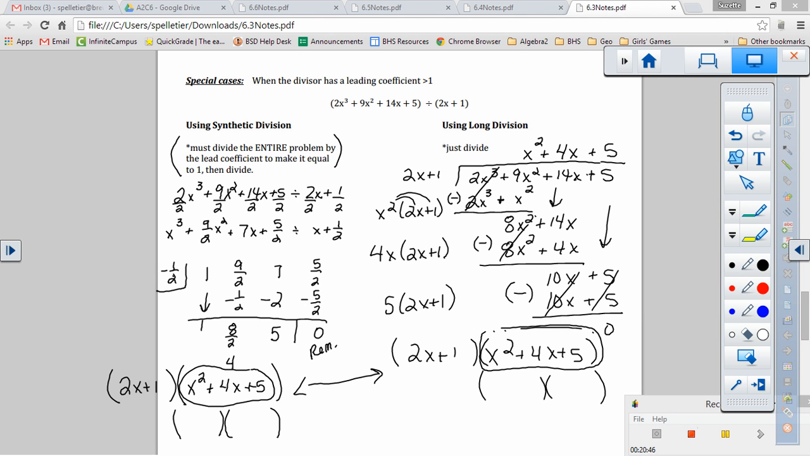The question is, which method do you prefer? If you really dislike fractions, as soon as you see that the coefficient's going to have to get cleared, then go ahead and use long division if you don't like to deal with the fractions. If you're totally fine with dealing with the fractions, then you divide everything out, plop it into synthetic division, and work your way through the problem. Just be very careful about the fractions.